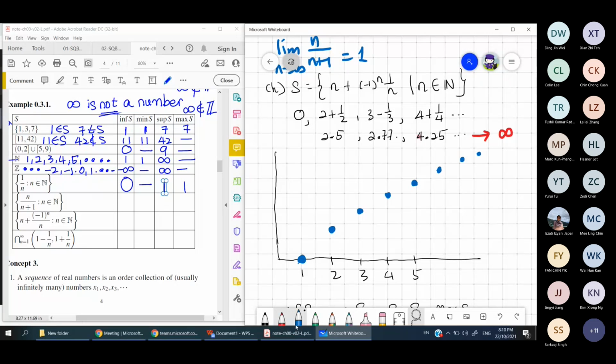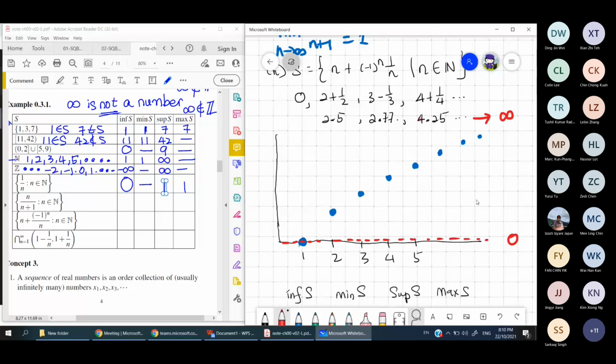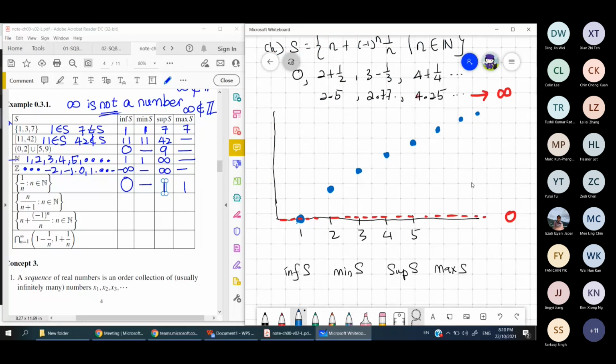Okay, and the border here will be 0. So it will go further up. Okay, there's no border here. So that's why in this case we can get the answer. The infimum of S will be 0. This is the lowest. And since this keeps on going up, there is no supremum, it will be infinity, and no maximum. And since the 0 touches the line here, 0 is the minimum.